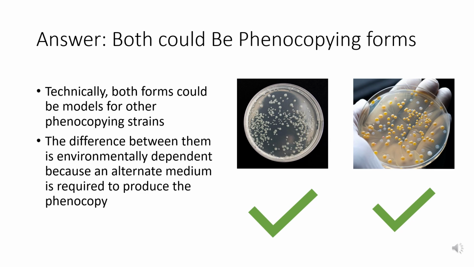There is no one right medium in which the bacteria can grow, and so the phenocopying can only occur when different mediums are provided. In that sense, it's the environment that the bacteria grows in that determines whether it's a phenocopying form, a phenocopying model, or if it is genetically induced. How do we say which one is which?